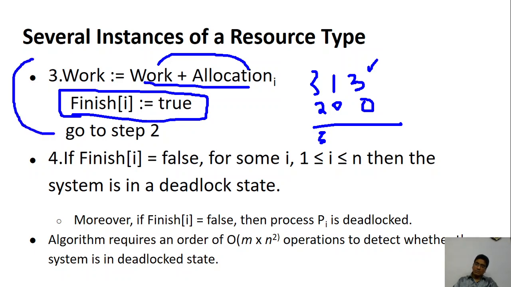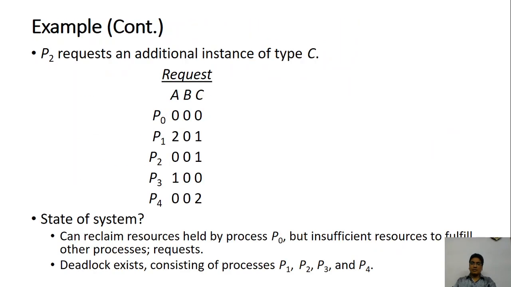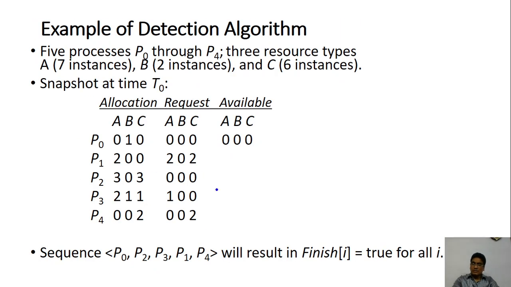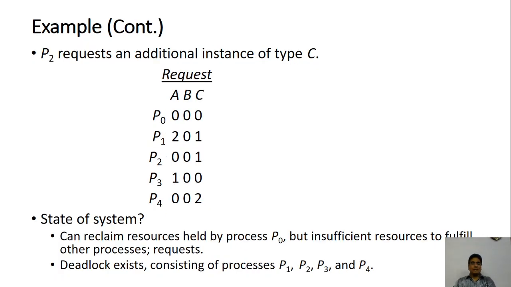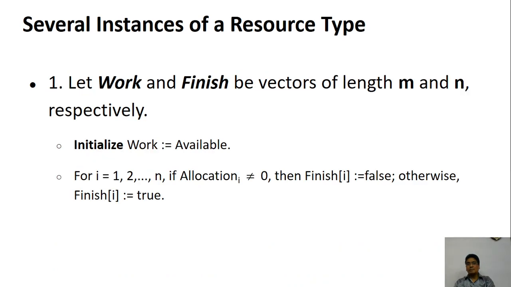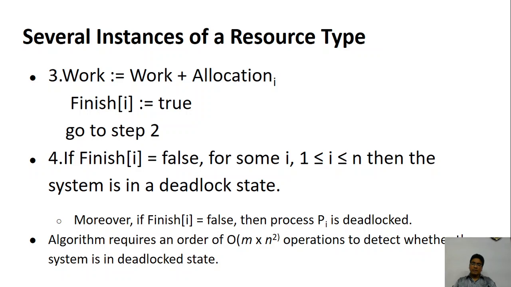What is the meaning of going to step 2 again? So you know very well, once this is completed, this is completed, this is completed, it's not the end. Find one more again, finish it. One more, finish it. If you can finish everything, well and good. If you can't finish it, there is a deadlock. That's a simple essence of that algorithm.